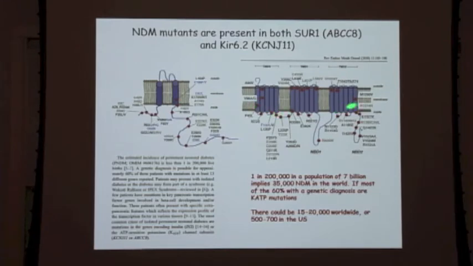But some mutations, particularly those located in the second nucleotide binding fold, which is a very big hotspot for these mutations, many of those, instead of changing the ability of ATP to close the channel, they simply increase the ability of ADP to activate it. So they make it easier to activate. The net effect in all cases is that you'll get more KATP channel than you should have.